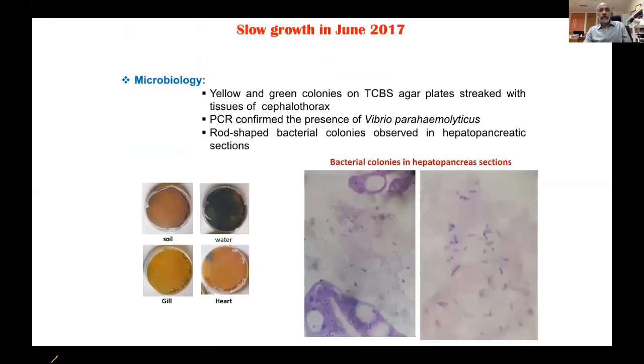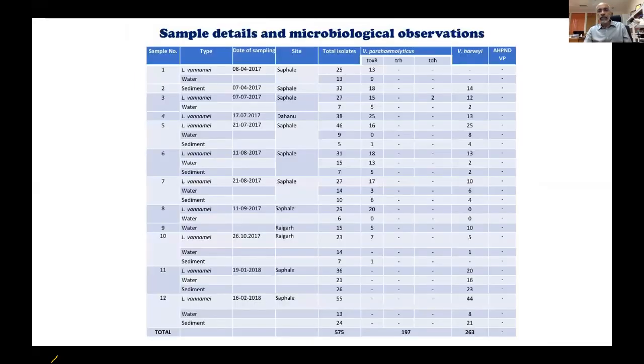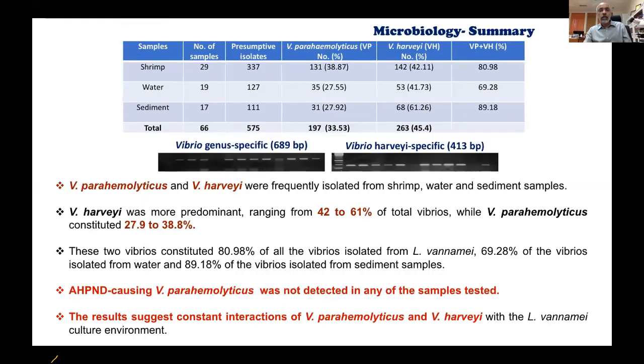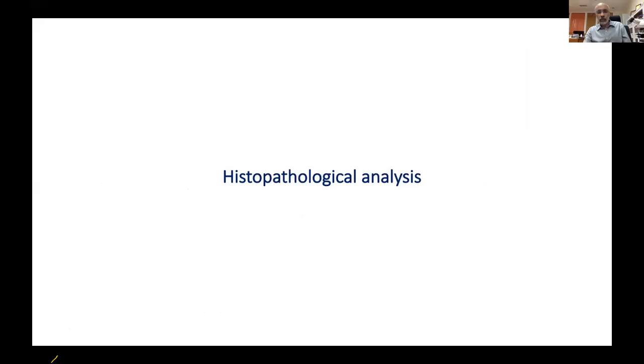And we found that bacteria play a major role. You can see Vibrio parahaemolyticus and Vibrio harveyi play a significant role, because you get a significant prevalence of these particular pathogens. But as I mentioned, if you say this particular bacterium is the causative agent, we cannot reproduce that particular condition.